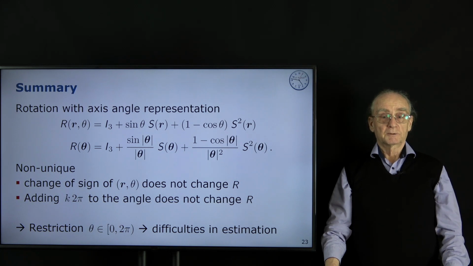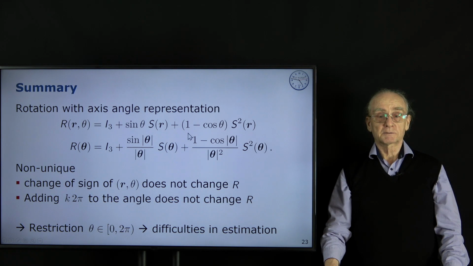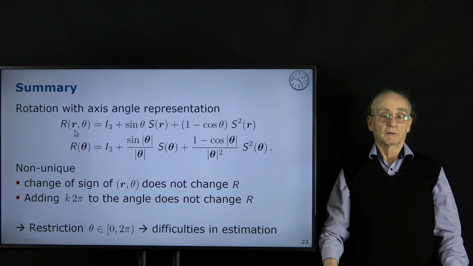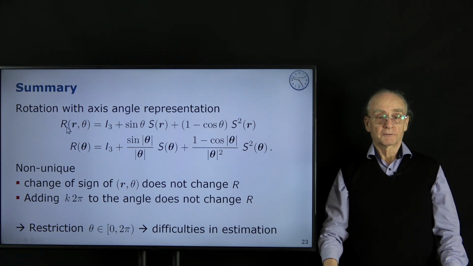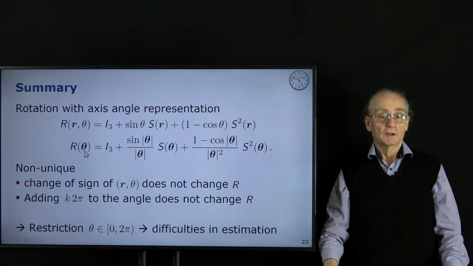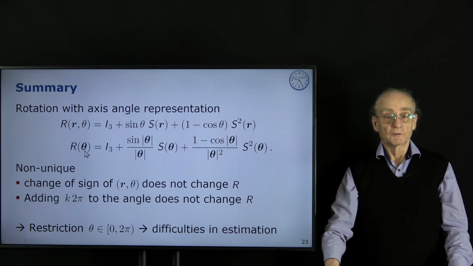Okay, what did we see in the last few slides? We saw that the rotation with axis and angle can be represented by either this expression or this expression, depending on whether we make it dependent on r and theta or on the product. We have seen that the first description is not unique: if we change the sign of r and theta, we get the same rotation. Of course, this doesn't change the rotation vector, boldface theta.